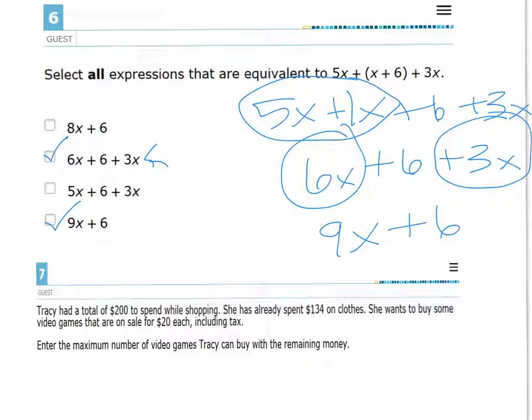Now for question 7. Tracy had a total of $200 to spend while shopping. She has already spent $134 on clothes. She wants to buy some video games that are on sale for $20 each, including tax. Enter the maximum number of video games Tracy can buy with the remaining money. So in this case, you will have to round your answer to the nearest whole video game.